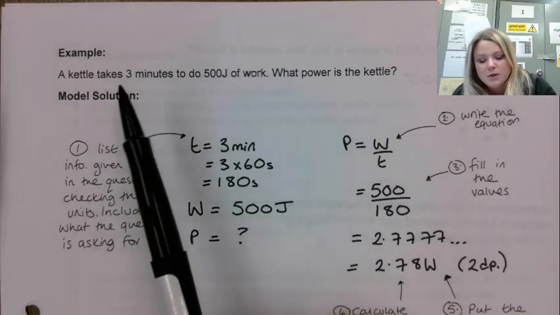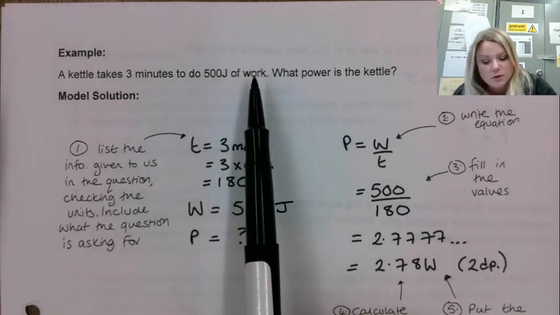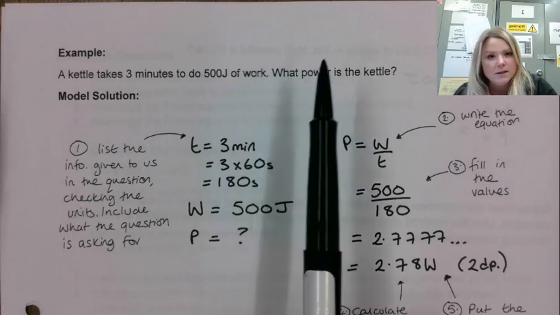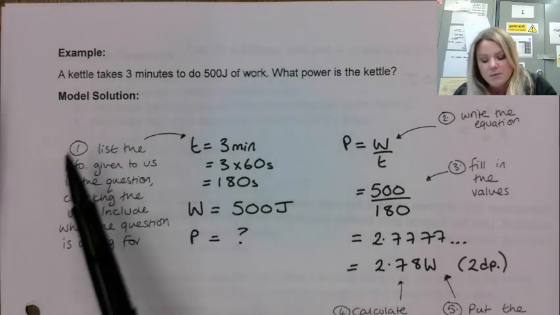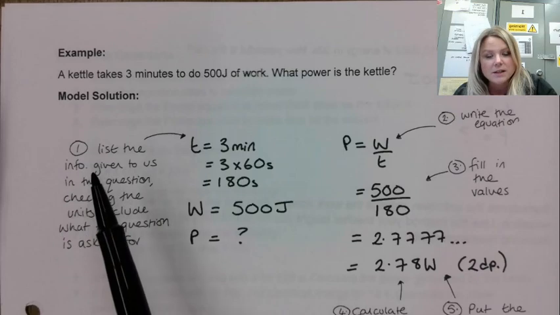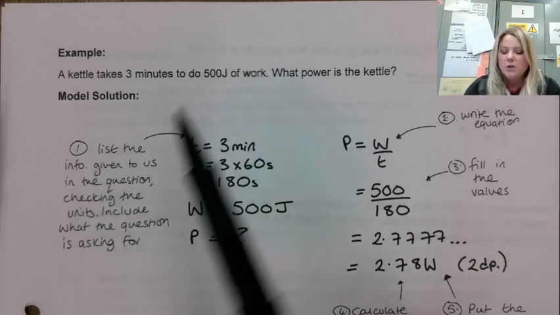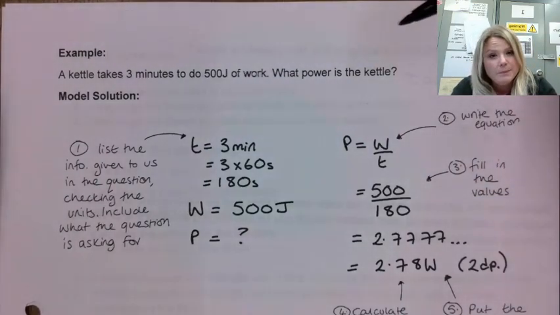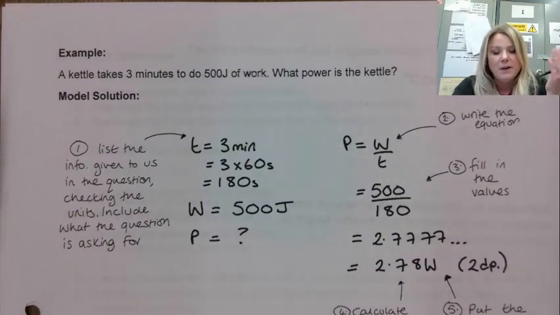So a kettle takes 3 minutes to do 500 joules of work. What power is the kettle? Remember, the first step is always to list the information that's given to you in the question. Generally I'll read the question through once, and then on my second read through I'll start to list my information. That helps me figure out what information is there, and then enables me to pick out what equation I have to use, because by the end of the year we're going to have loads of equations to pick from.